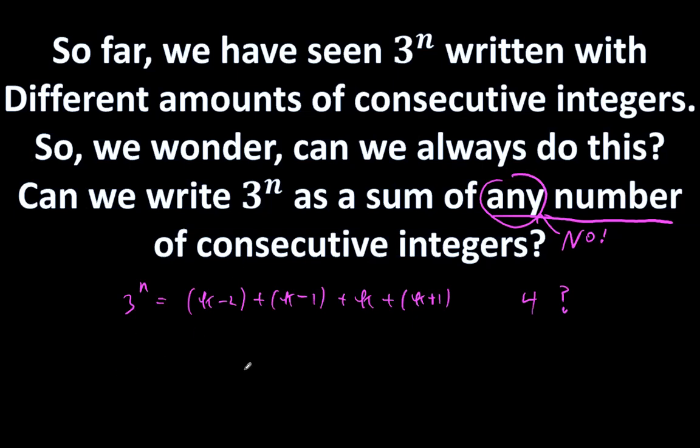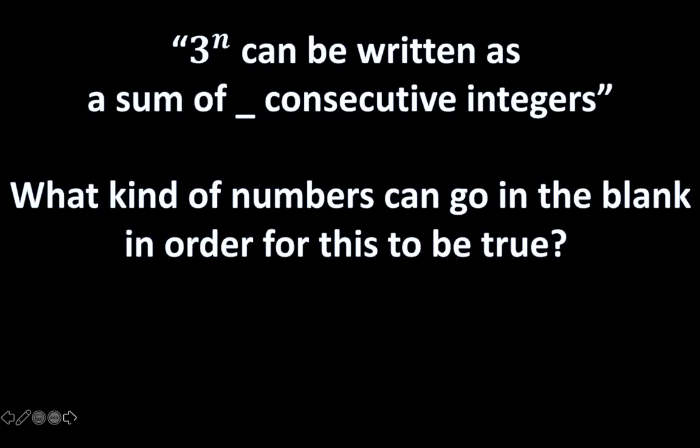So, okay, this isn't true. Can I rephrase it? Can I say something that will be true? Maybe I can do that. So, consider this. Consider the statement: 3 to the n can be written as a sum of blank consecutive integers. What types of numbers do I need to put there in order for this to be true?